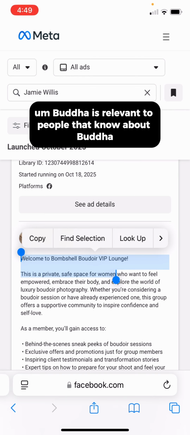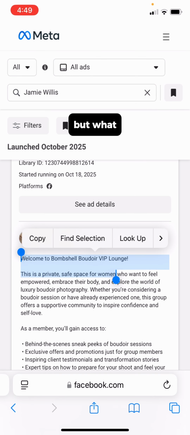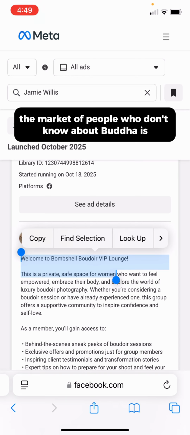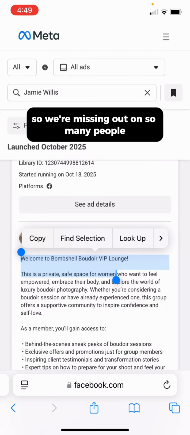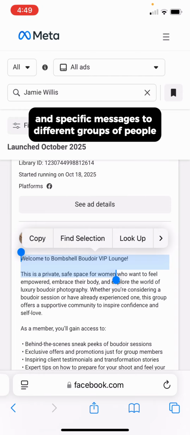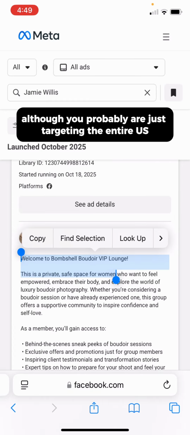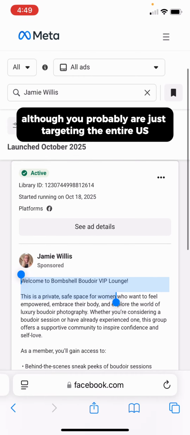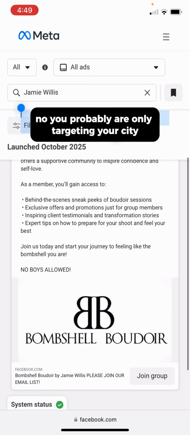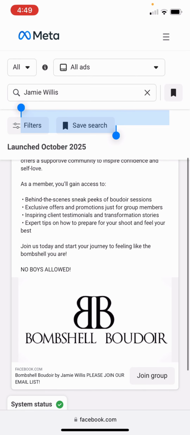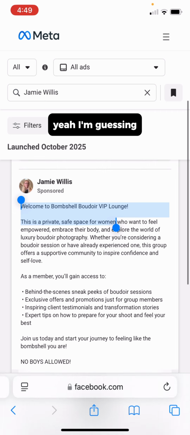Boudoir is relevant to people that know about Boudoir, but the market of people who don't know about Boudoir is 100,000x bigger than those that do know about it. So we're missing out on so many people and specific messages to different groups of people in our same audience in our same city. Although you probably are just targeting the entire US, honestly. Well, actually, I don't know. No, you probably are only targeting your city. Yeah, I'm guessing.